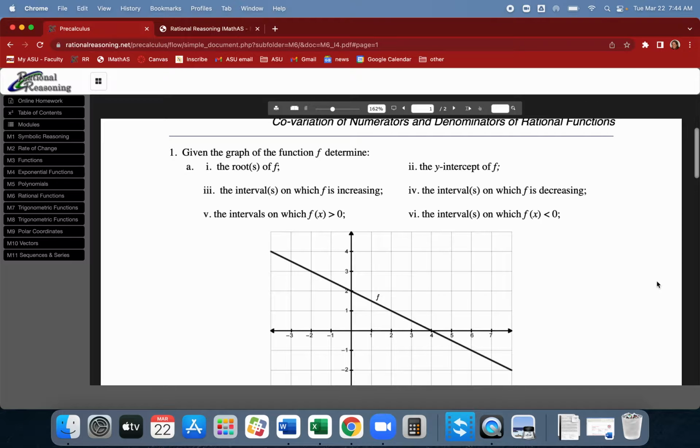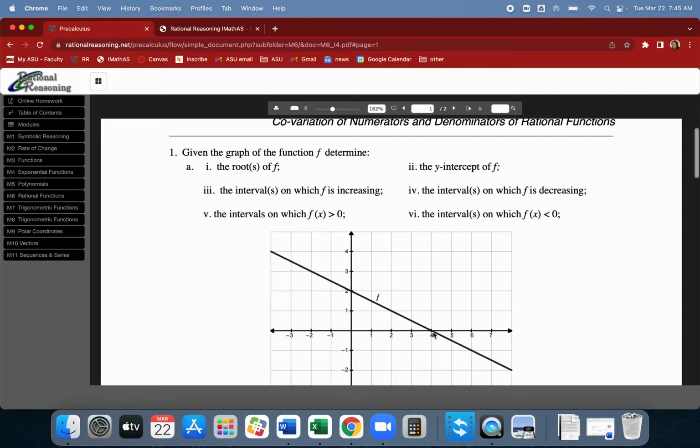Now, I've talked with some people about this on homework questions. What sort of mark am I going to put here, a bracket or a parenthesis? Yeah, let's see. f of x is greater than 0. Is it greater than 0 at 4? No.